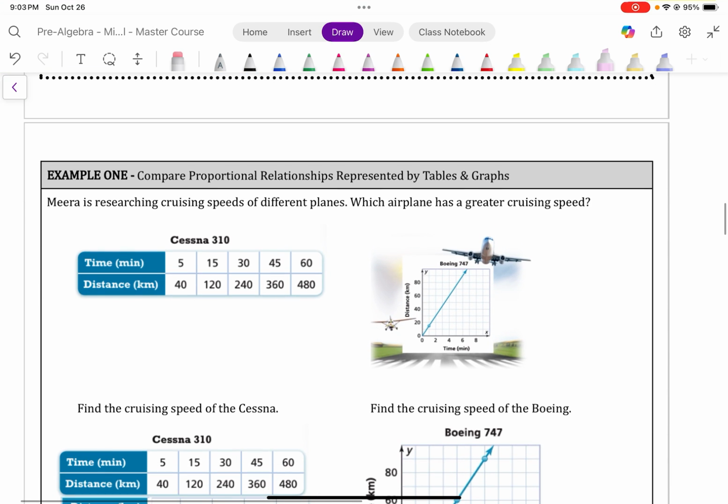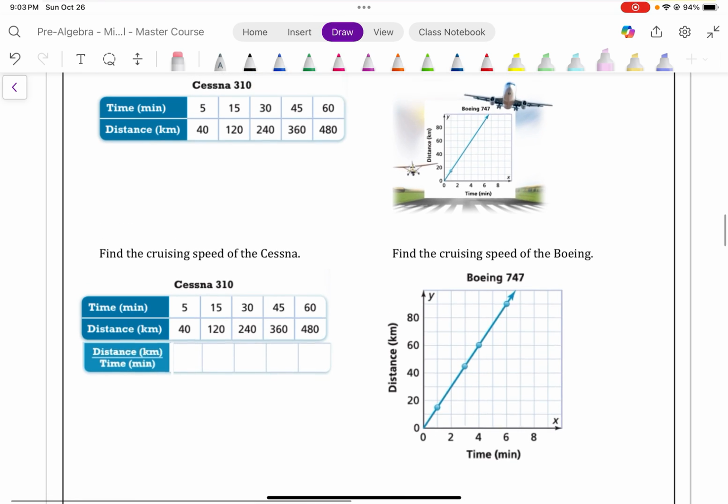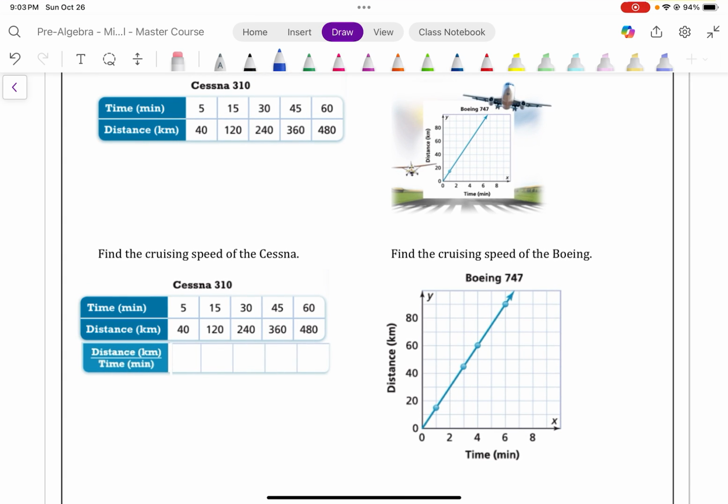So here we start with Mira is researching the cruising speeds of different airplanes. Which airplane has the greater cruising speed? So we can see that we're going to measure this Cessna over this Boeing 747. And when you're measuring speed, we want to know miles per hour. And we're actually using kilometers. Oh, not hours, so I'm totally wrong. Let's fix that. We're going to measure the kilometers per minute.